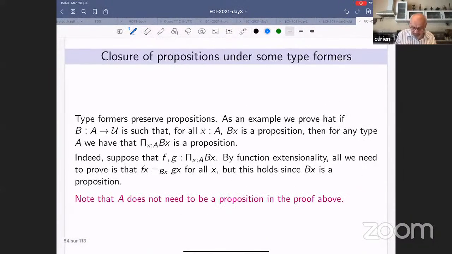So now what we want to prove is that if all Bx are propositions, regardless of what A is, could be any type, then this guy is a proposition. So how do we prove this? Well, we have to prove that taking arbitrary elements F and G of this type, they are equal. By function extensionality, what we have to prove is that Fx is equal to Gx for all x. But where does this equality live? It lives in Bx, but Bx is a proposition. So this holds trivially because Bx is a proposition. Hence, it holds for all x. Hence, F and G are homotopic. Hence, they are equal by function extensionality. So you see, this proof is quite simple.